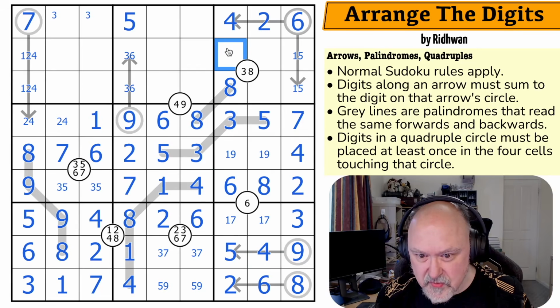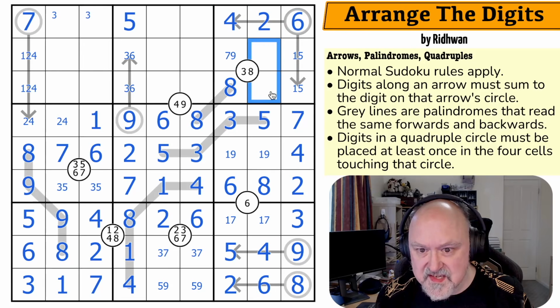This is 1, 7, or 9 for the column, but it's not a 1. What are these? 1, 2, 3, 4, 5, 6, 3, 7, and 9.